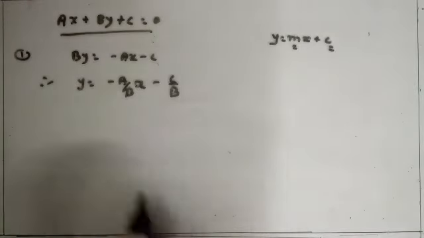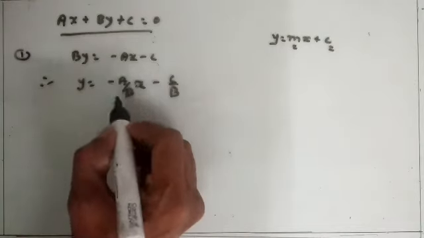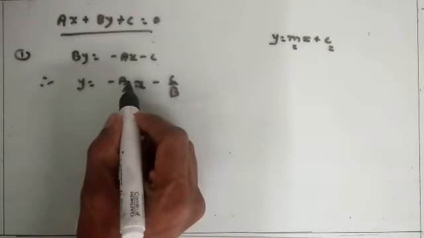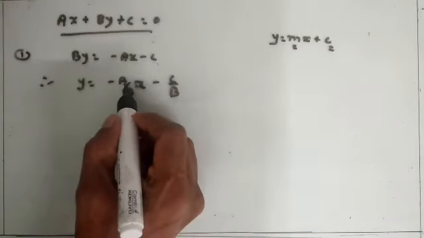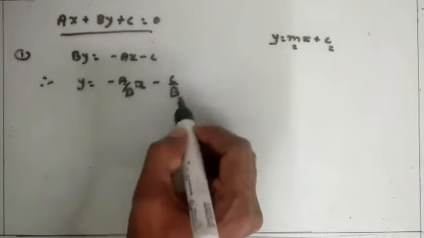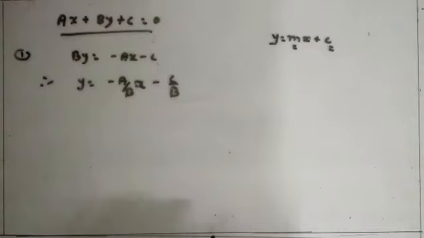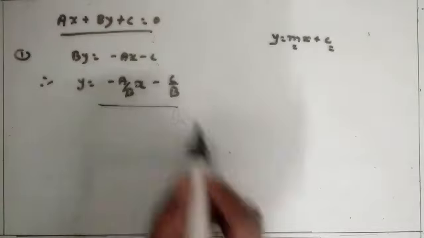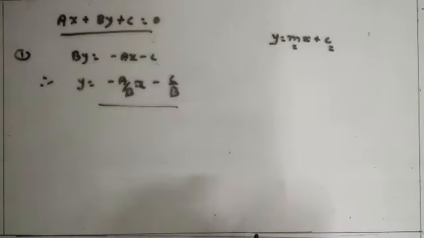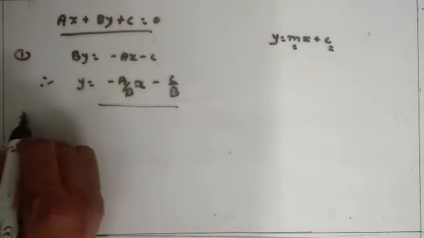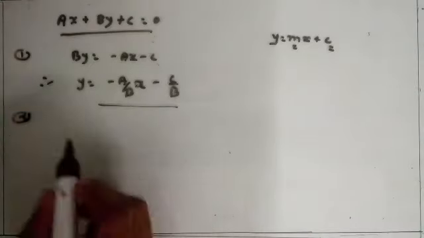So here the slope of the line becomes -a/b and the intercept, that is the y-intercept, is -c/b. This is the slope-intercept form. Remember this.